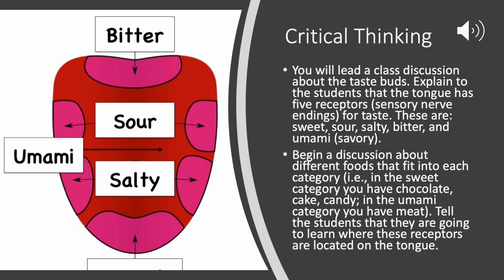For this section of the critical thinking, you will lead a class discussion about the taste buds. You will explain to the students that the tongue has 5 receptors for taste. You will begin a discussion about different foods that fit into each category. For example, in the sweet category, you have cake, candy. In the umami category, you have meat. Tell the students that they are going to learn where these receptors are located on the tongue.